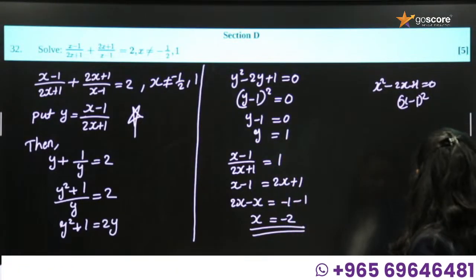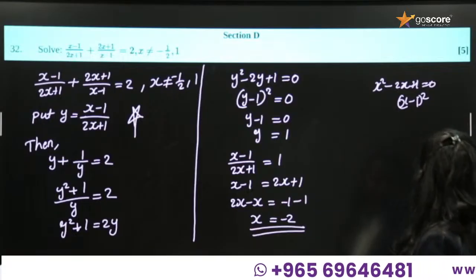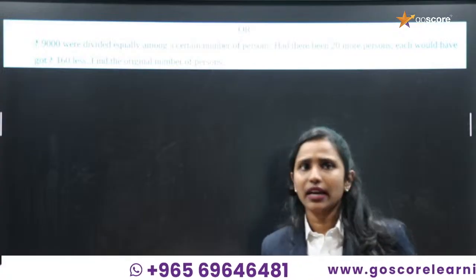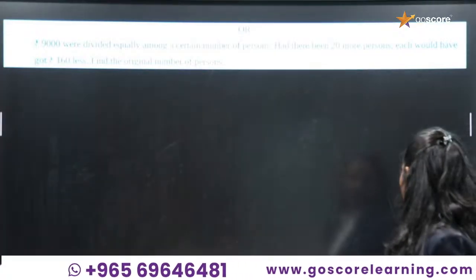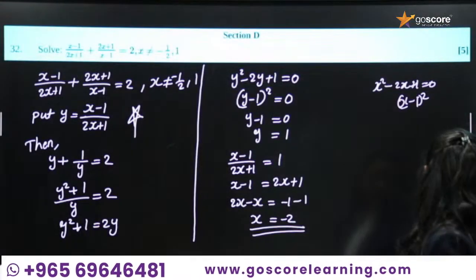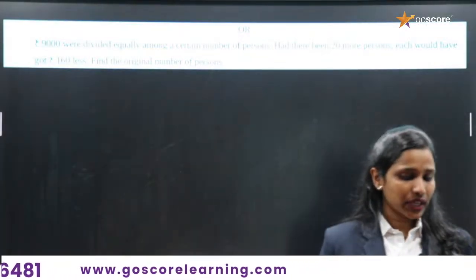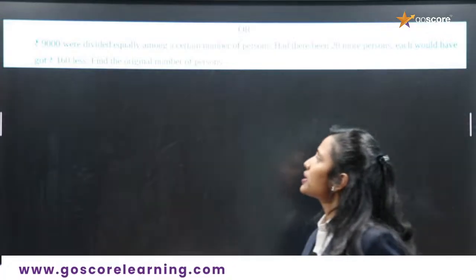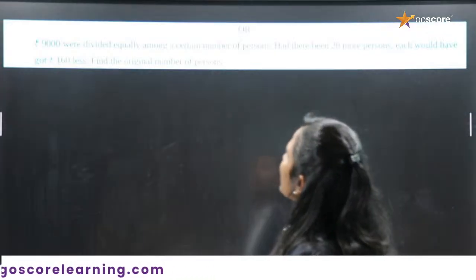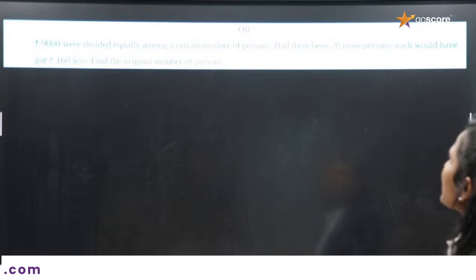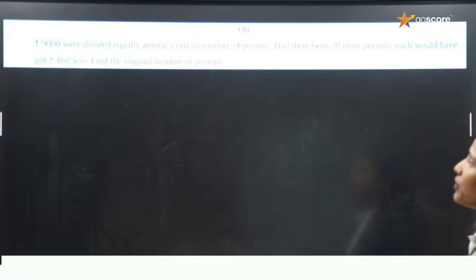Now the next question, I'm going to conclude this session with this question. After this, this is our 32nd question. From 33 onwards, we will be discussing in the next YouTube live. So this one: rupees 9,000 were divided equally among a certain number of persons. Had there been 20 more persons, each would have got 160 less. Find the original number of persons.